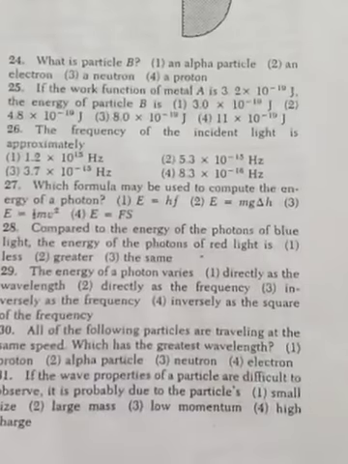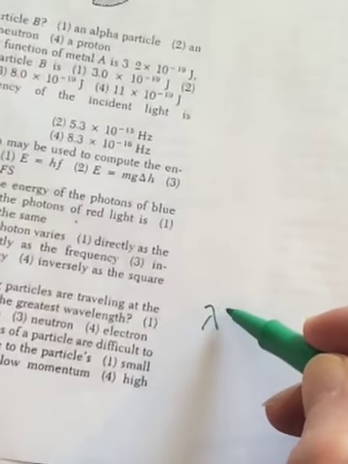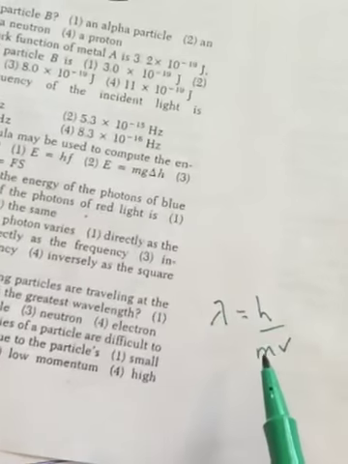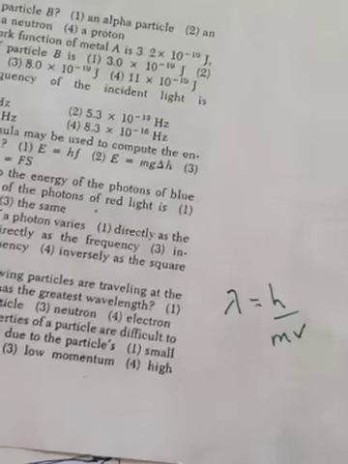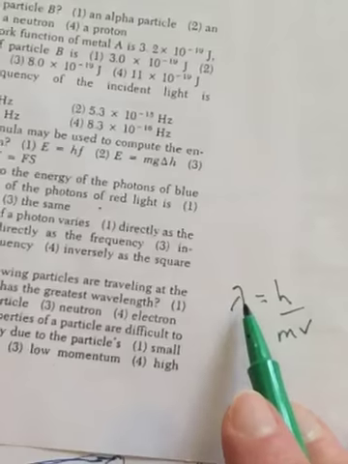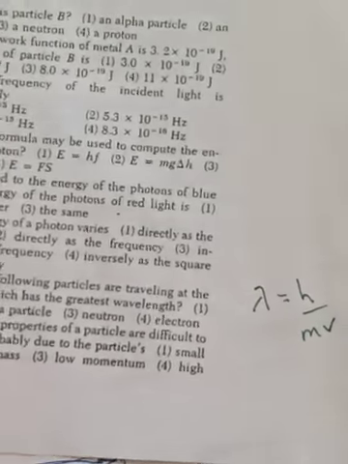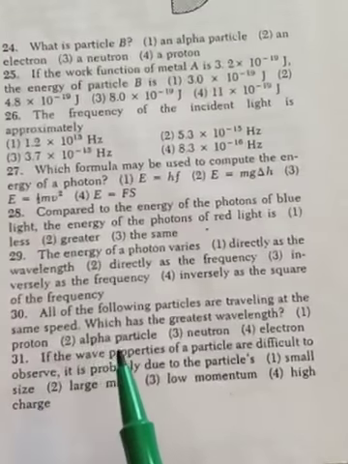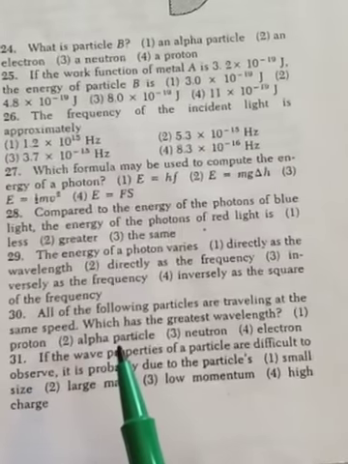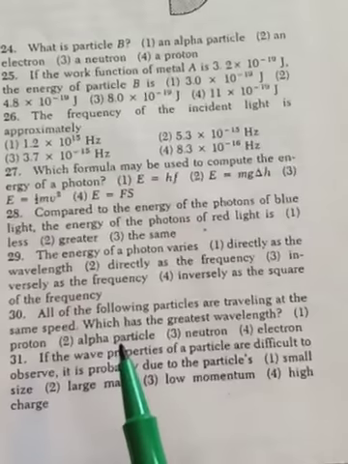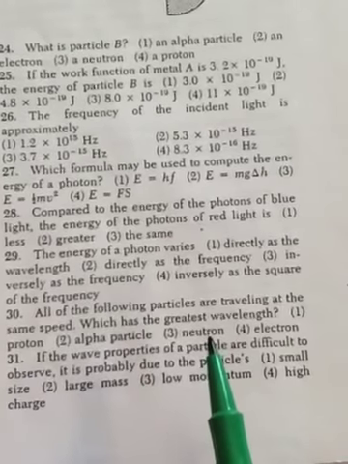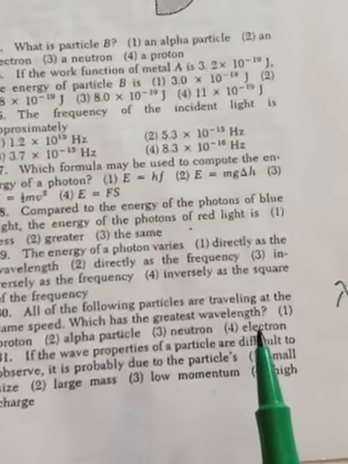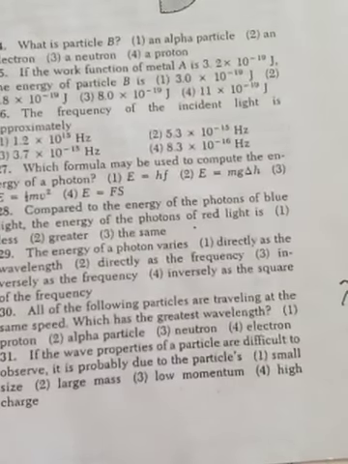So this is de Broglie's wavelength, right? Lambda equals h over mv. So if the v's are all the same, then it'll be the masses that change the wavelength. And it wants to know which one will have the greatest wavelength. The one that has the greatest wavelength should be the one that has the tiniest mass. So we know a proton is 1.673 × 10^-27. Alpha particles are two protons and two neutrons together, so they're definitely larger. Neutron is 1.675 × 10^-27, and electron is 9.109 × 10^-31. So the electron would have the greatest wavelength.